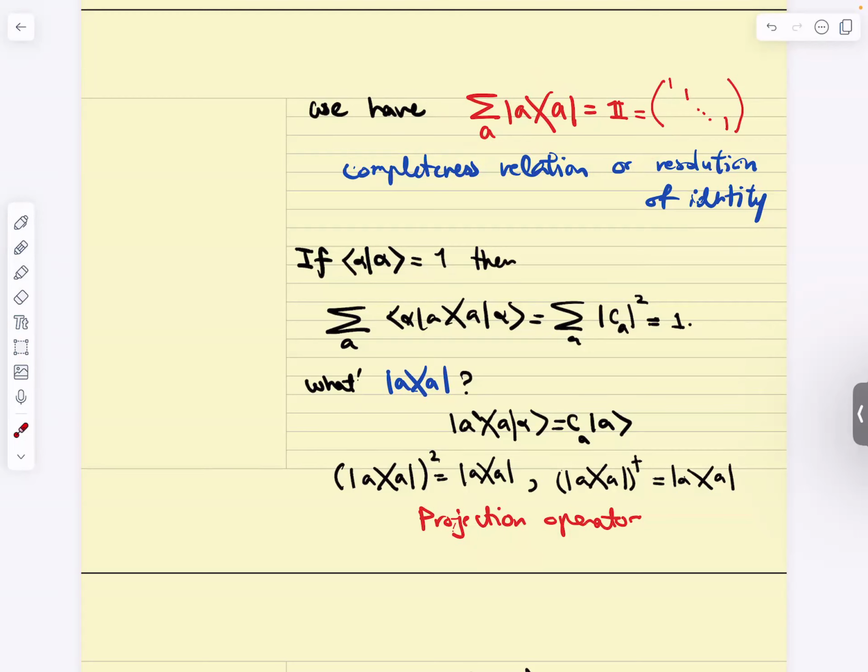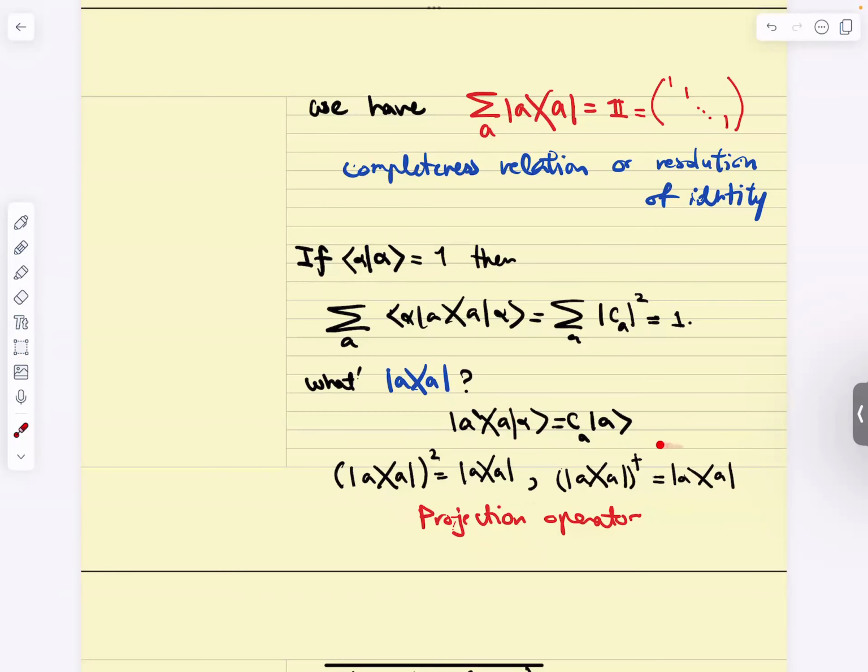And you could use this as an identity. You could just squeeze it in the middle of all sorts of things. So if you have bra alpha, ket alpha, you could squeeze it in the middle, and you get sum over a of |c_a|^2 equal to 1. What is ket a bra a? I said this before. It's a projection. So when it acts on some ket alpha, it gives us the component. And it also satisfies these two relations that I said before. Good.